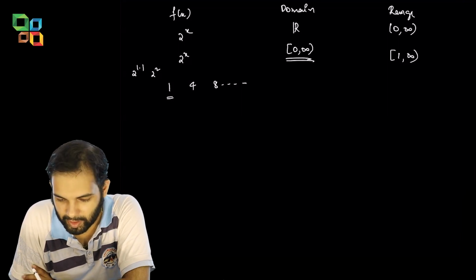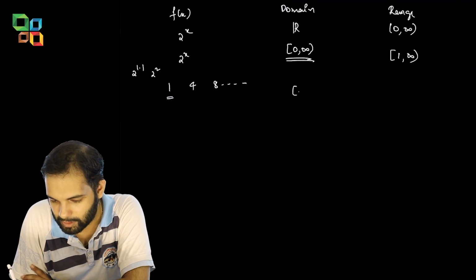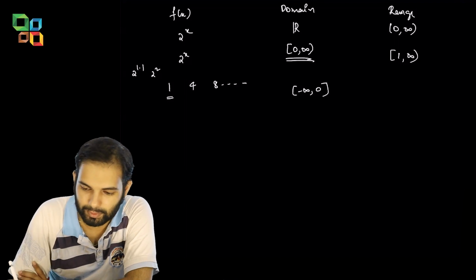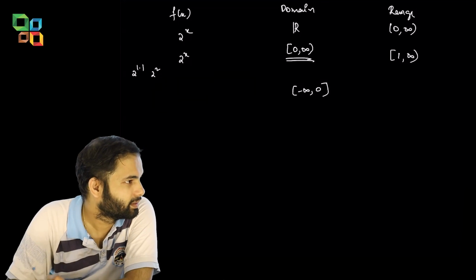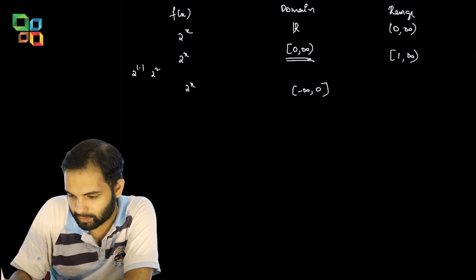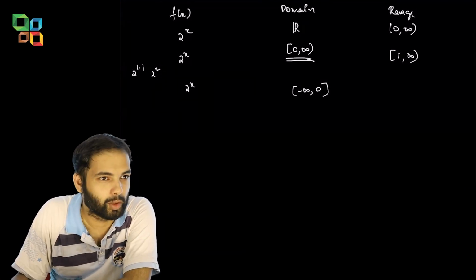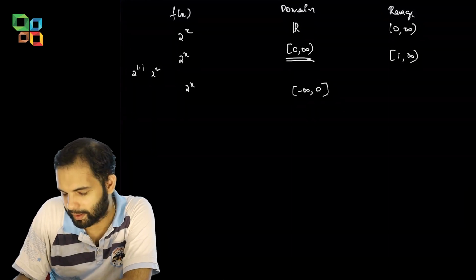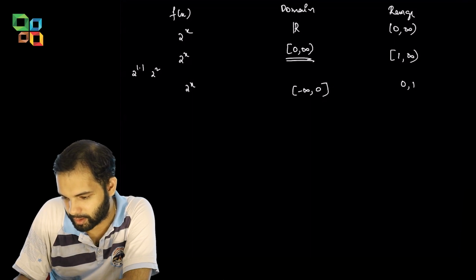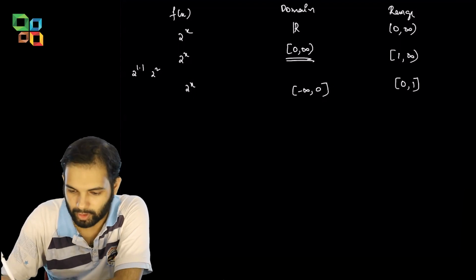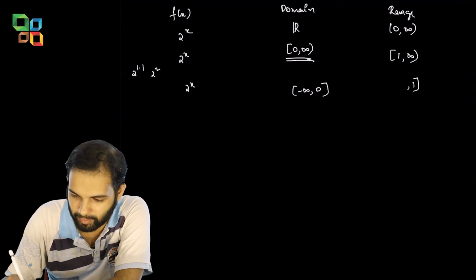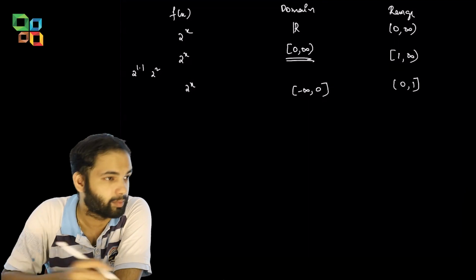Suppose you have a negative number. What will happen? See, minus infinity to 0. For 2 power x, it will be 0 to 1. Everybody agrees? Okay. 0 to 1. We can include 0? Sorry, we can't include 0 because at minus infinity this is 0, right? So, that's it.